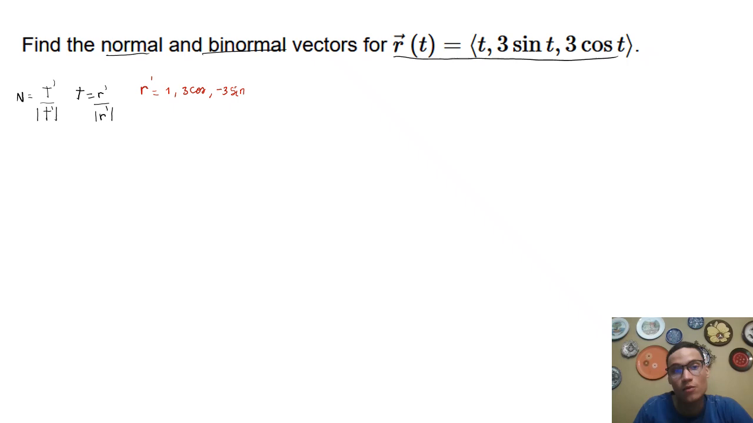So then we need to find the modulo of this first derivative, which is the square root of each of the components squared. We got 1 squared is 1. Here we got plus 9 times cosine squared plus 9 sine squared.